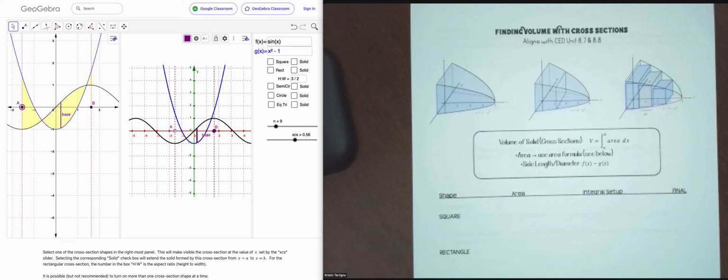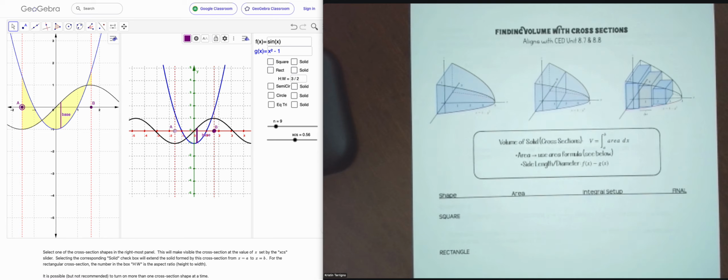Today we are looking at finding volume with cross sections. We are now going to do calculus in 3 dimensions here. This is a tough one to do through a video. This one needs a lot of physical demonstrations, which is probably why I haven't made a video of it before. But I'm going to do my best here.